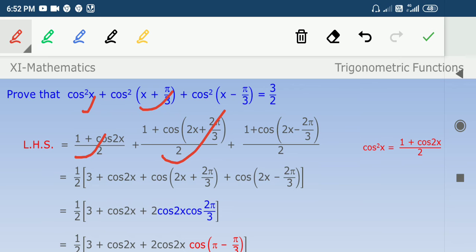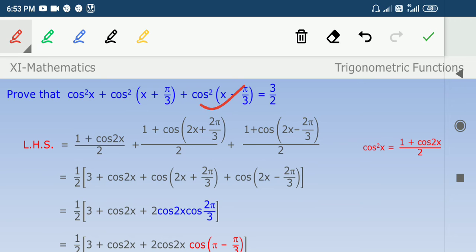In place of x, what have I written? x plus pi by 3. So if you multiply by 2, then 2x and 2 pi by 3 will be there. In the same way, we'll write this one with the same formula. We will be using the same formula, and only in place of x, this time we will write x minus pi by 3. See, x minus pi by 3. Okay, so the first step is completed.